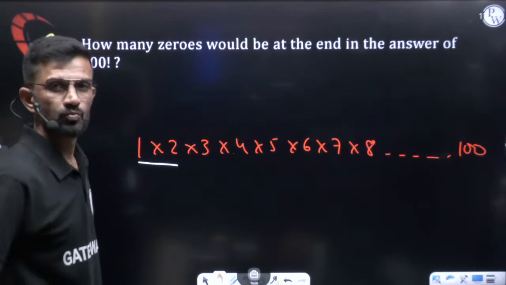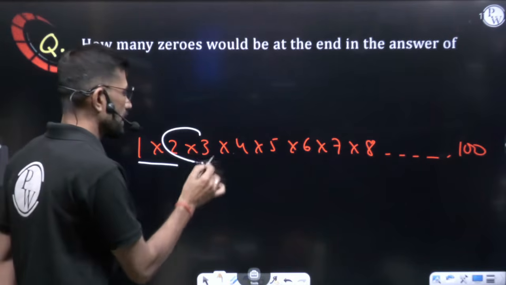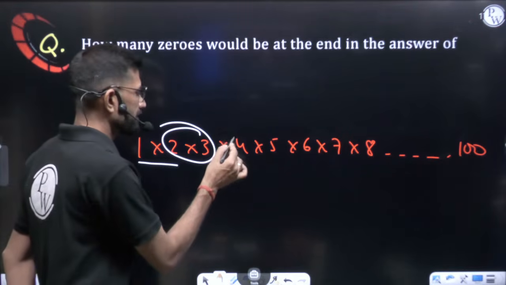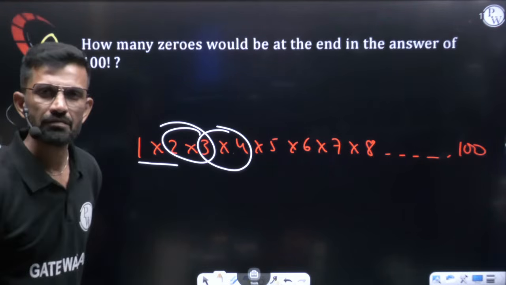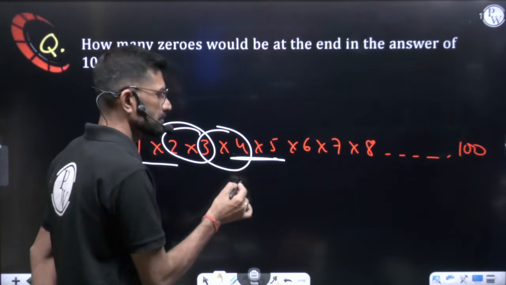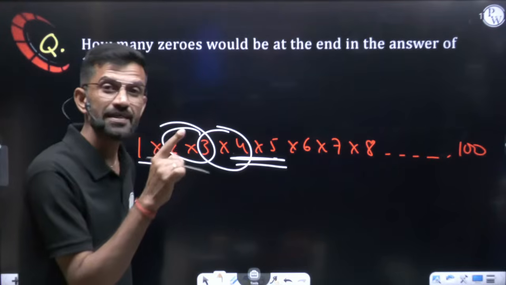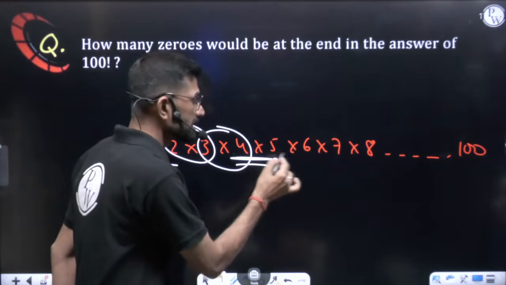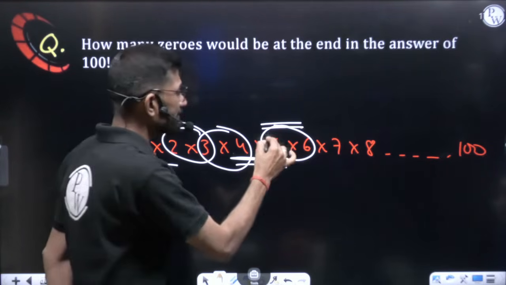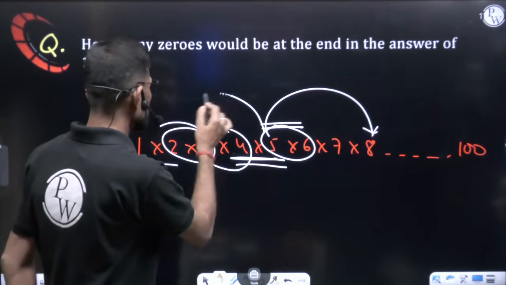Let's see the products here. 1 into 2 is 2. Any 0 generated? No. 2 3s are 6. Any 0 generated? No. 3 4s are 12. Any 0 generated? No. 4 5s are 20. Yes, 0 is generated. 5 6s are 30, 0 is generated. 5 8s are 40, 0 is generated.